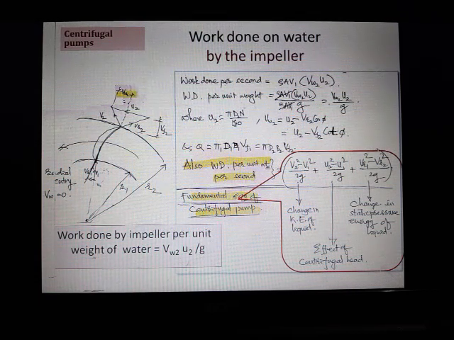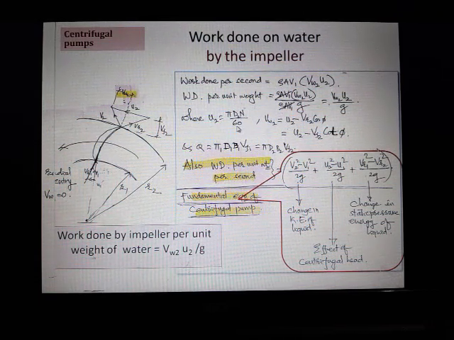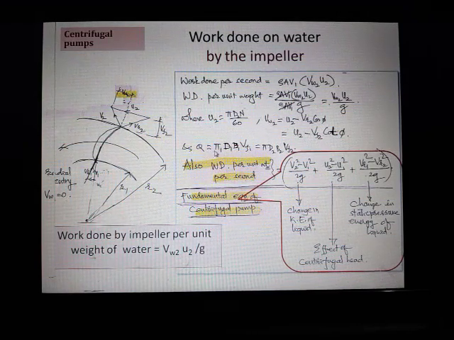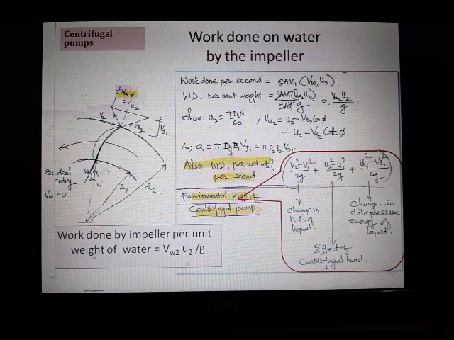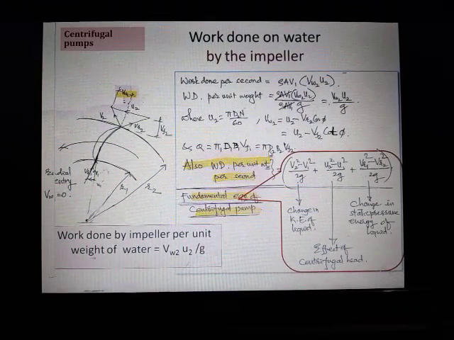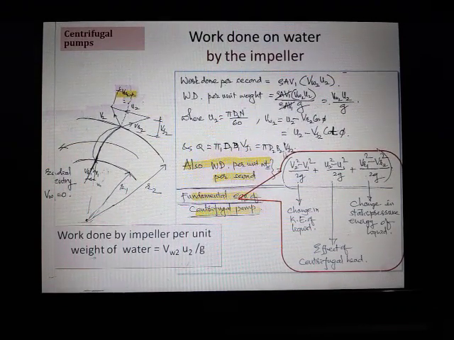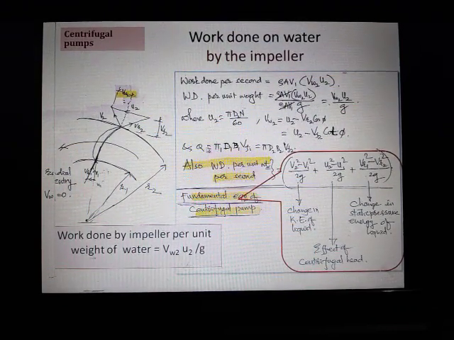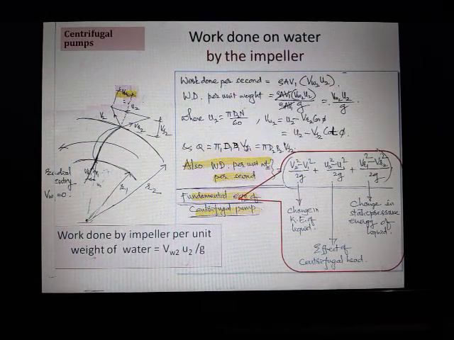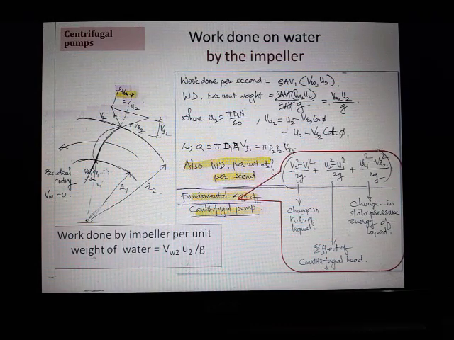Then u2 is pi d2 n by 60, we know, and these expressions come from the trigonometric relations of the triangles. The discharge q is given by pi d1 b1 vf1, which is equal to pi d2 b2 vf2. You know that pi d b is nothing but the peripheral cylindrical surface area through which the water flows, and velocity of flow is vf1 or vf2 at the entry or at the exit.